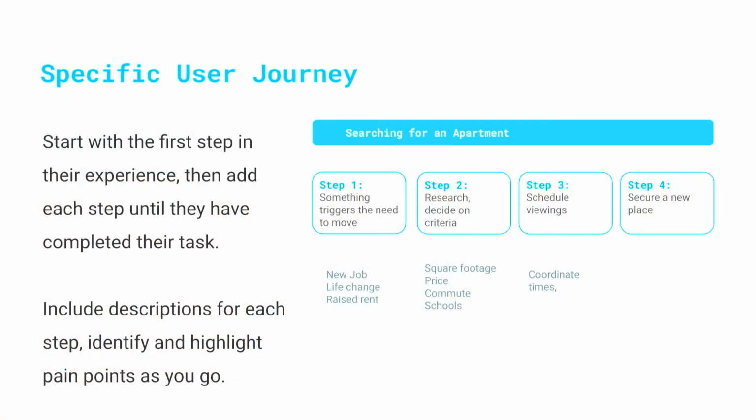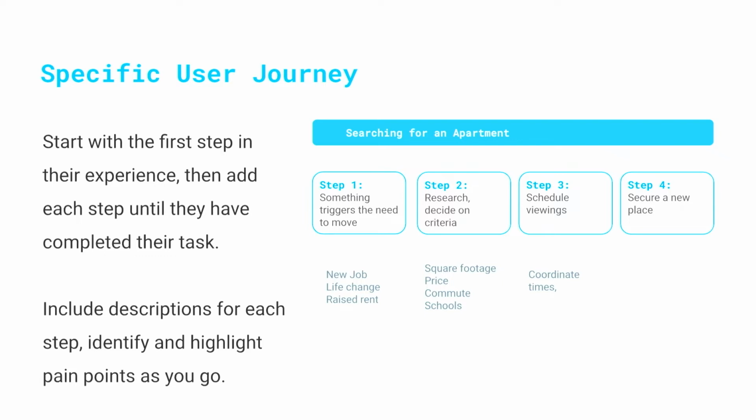So what you'll do when I say go is you'll get in your teams, you'll take these guys off, and you have either a marker or a pen because you're going to do this up on your boards. And you're going to write the first step in someone's experience and then add each step until they have completed their task. You want to include descriptions for each step and identify and highlight pain points as you go.